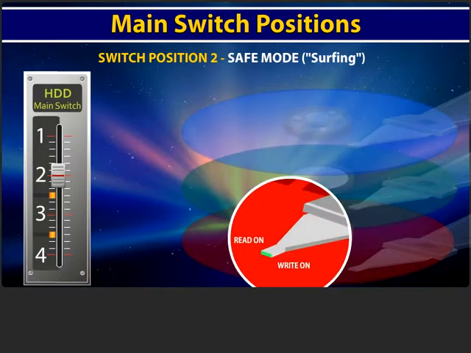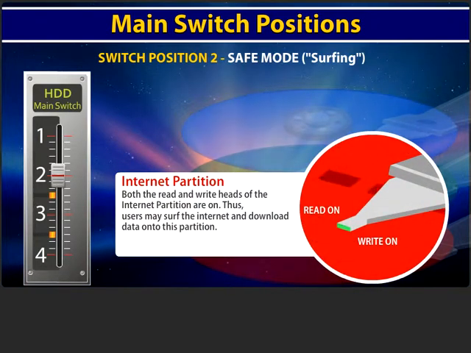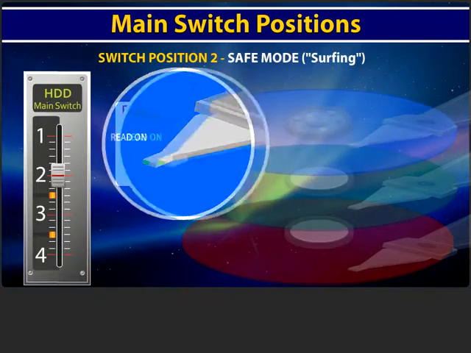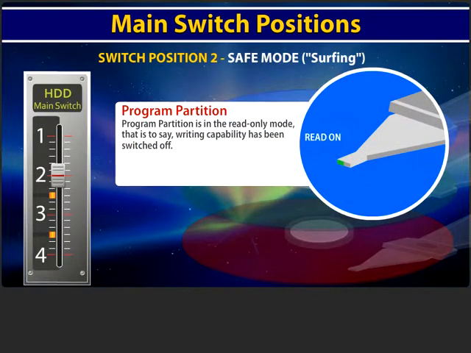And since we are surfing the internet, both the read and write heads of the internet partition are switched on, both shown here in green, to facilitate downloading and writing data on the internet partition. Finally, at the safe mode position, the read head of the program partition will be switched on, shown here in green, thus users will be able to use their already installed program files, such as Photoshop.